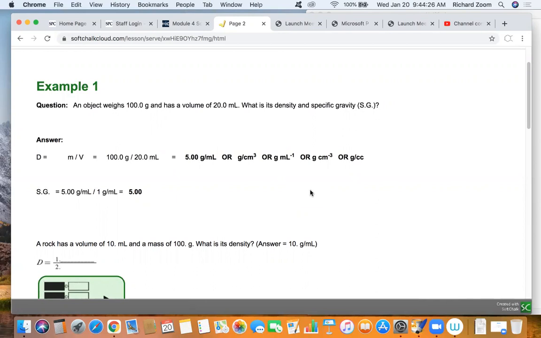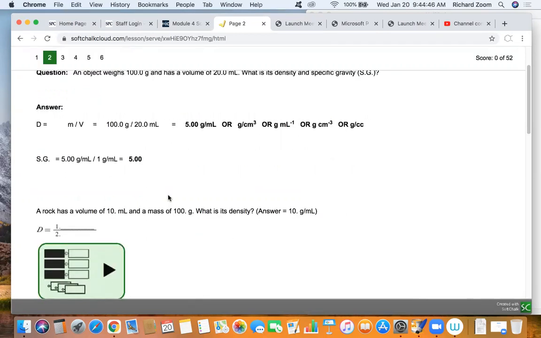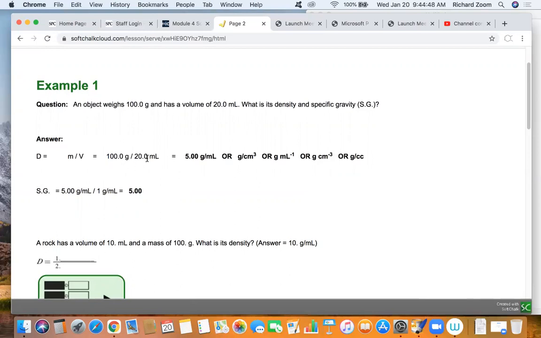You'll notice that we do grams per mil because that was the unit we were given, and it seems like we're dealing with a liquid here. The specific gravity would just be 5.00, so it's 5.00 grams per mil divided by 1 gram per mil, which is just 5.00. Anybody have any questions so far? So this is complete multiplication division. So it goes by number of significant figures to get the significant figures in the answer.